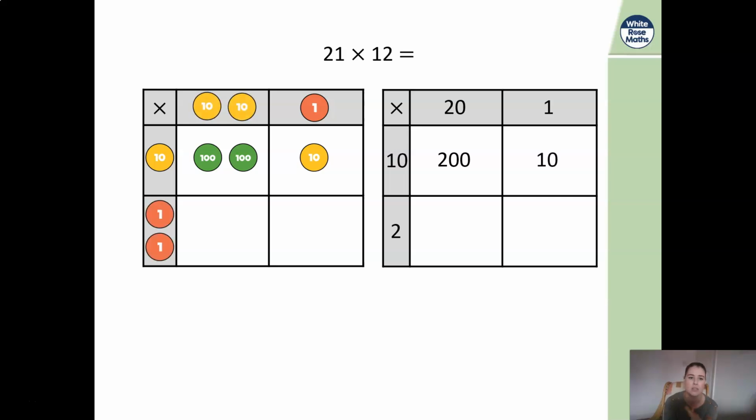Then we're going to look at doing our 2 lots of 10s, so 20 times 2 lots of 1s. It's going to give us 4 lots of 10s. We know that 4 lots of 10s is 40. Then we're going to do our 2 digits multiplied by 1. That's going to give us 2. We know the answer is going to be 2.